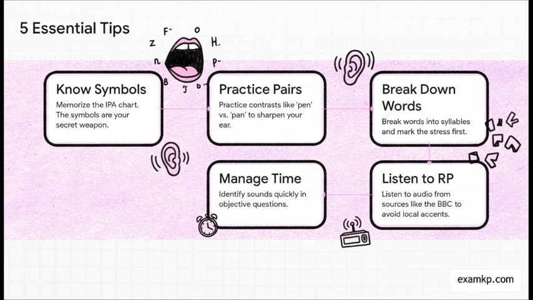Okay, here are 5 things you absolutely must do. First, memorize the phonetic symbols. They are your map, your secret weapon. Second, practice saying contrasting pairs aloud to train your ear. Pen versus pan, sit versus seat. Third, break down longer words into syllables. Fourth, listen to RP audio. Use sources like the BBC to get used to the standard pronunciation. And finally, practice for speed so you can answer these questions quickly and with confidence.